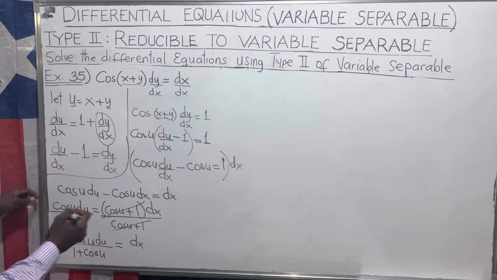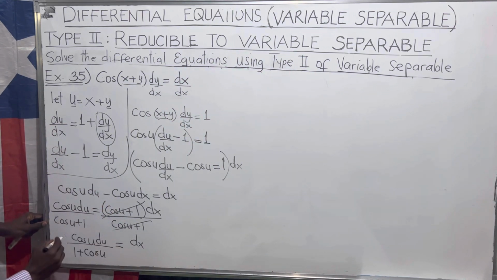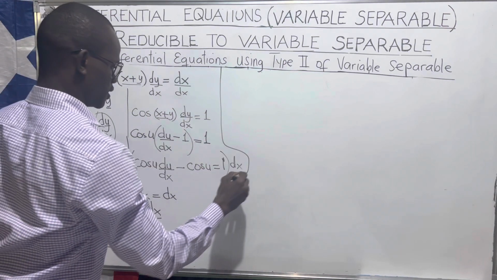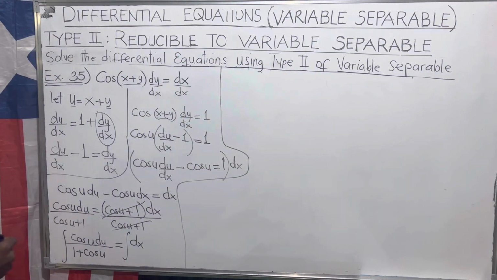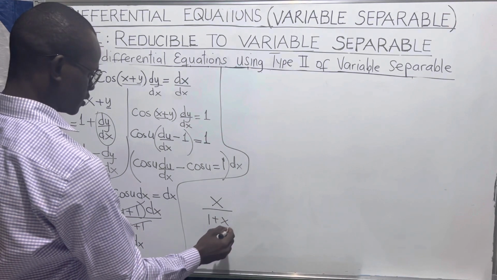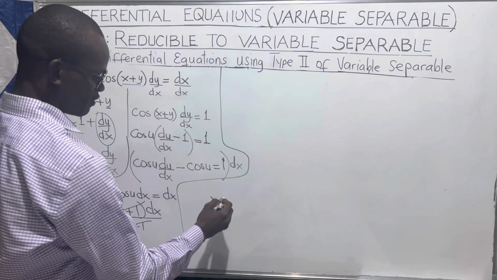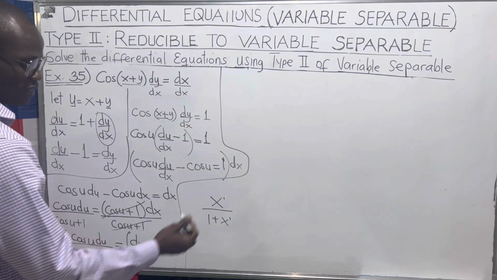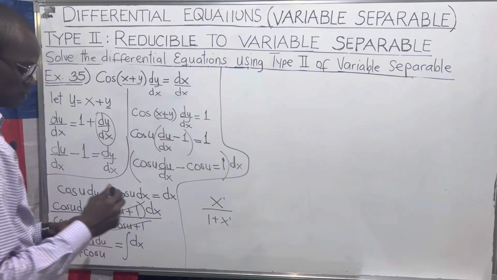So because the variables now have been separated, we can now integrate both sides. Now, this is where we have to pay attention. To integrate the first one, cos of u du all over 1 plus cos of u, we can consider this being like x all over 1 plus x. Since you have linear factors, you can apply long division first, and then when you get that factor, you simplify.